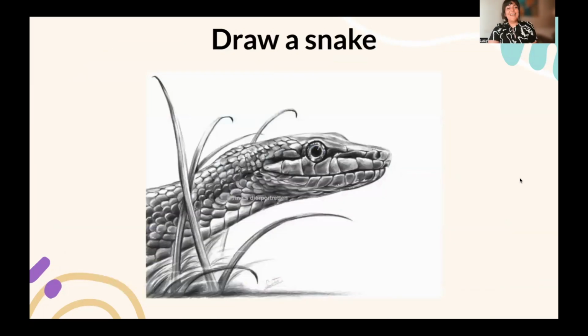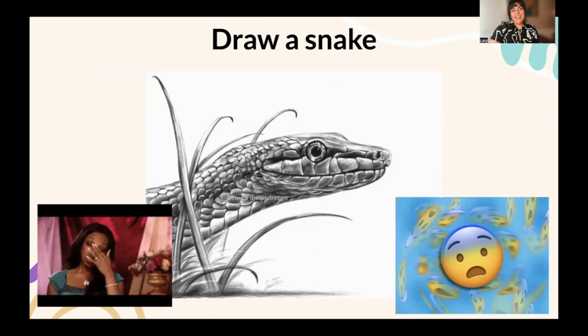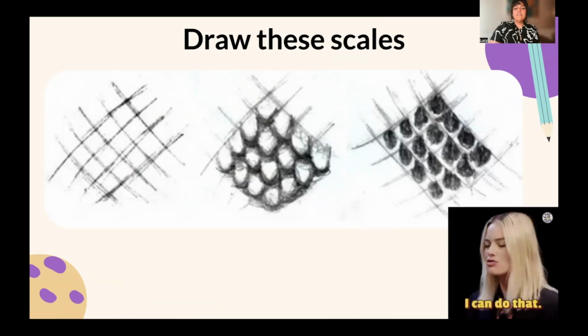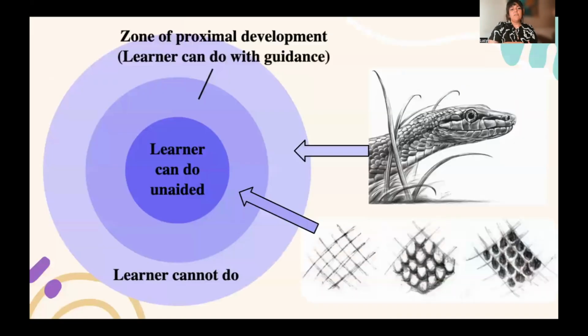So, for example, if I asked you right now to draw this picture of a snake, you might feel a little bit overwhelmed, frustrated, and more likely to give up. However, if I ask you to follow these steps to practice drawing scales, suddenly there's a little bit more confidence. Like, yeah, I can do that. So, this is the idea of implementing zone of proximal development in my assignments. I have high expectations, but students know that they're going to be guided along the way so that they're successful.